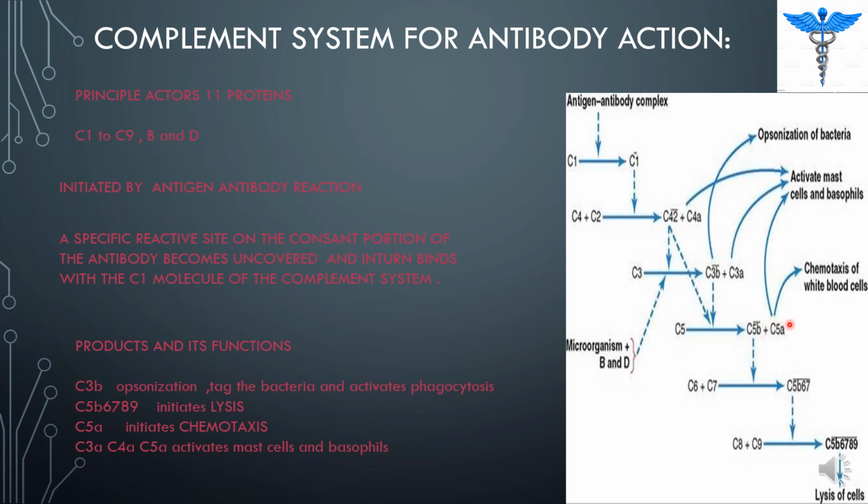The product C5a does chemotaxis, meaning it will secrete some chemicals that will attract phagocytic cells such as mast cells or other cells like eosinophils, which will then phagocytize that particular antigen. The C5a, C3a and C4a, as you can see over here, are also responsible for the activation of the mast and basophil cells.